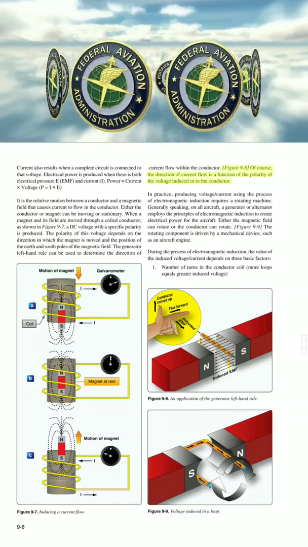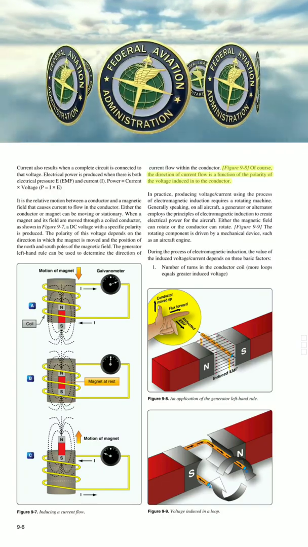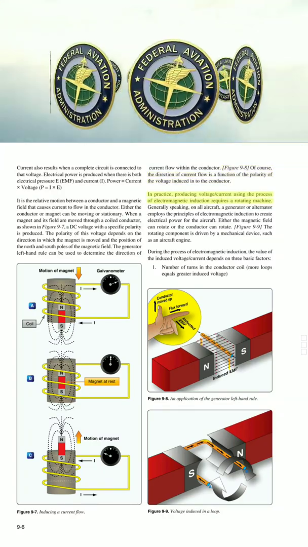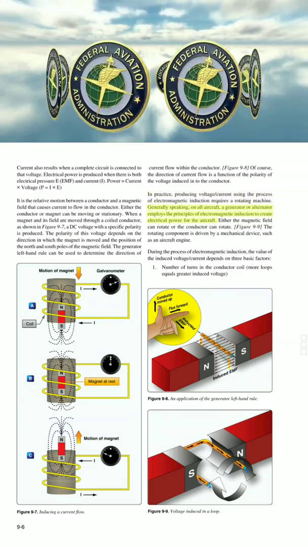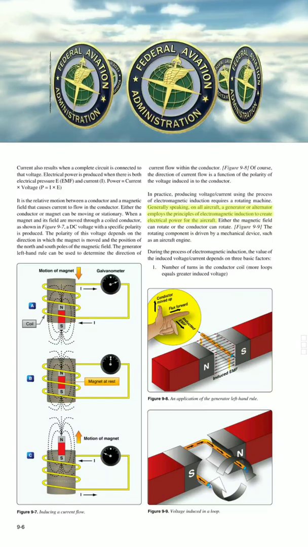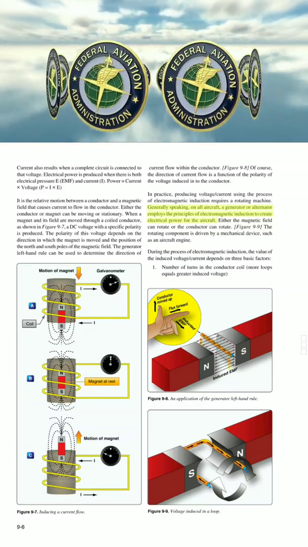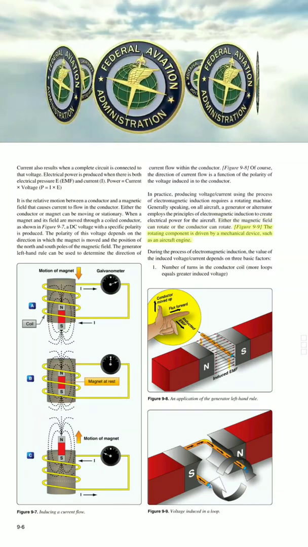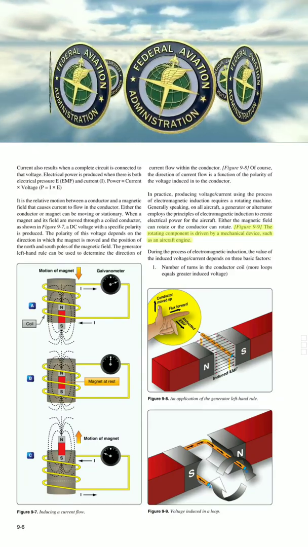Figure 9-8. Of course, the direction of current flow is a function of the polarity of the voltage induced into the conductor. In practice, producing voltage/current using the process of electromagnetic induction requires a rotating machine. Generally speaking, on all aircraft, a generator or alternator employs the principles of electromagnetic induction to create electrical power for the aircraft. Either the magnetic field can rotate, or the conductor can rotate. Figure 9-9. The rotating component is driven by a mechanical device, such as an aircraft engine.